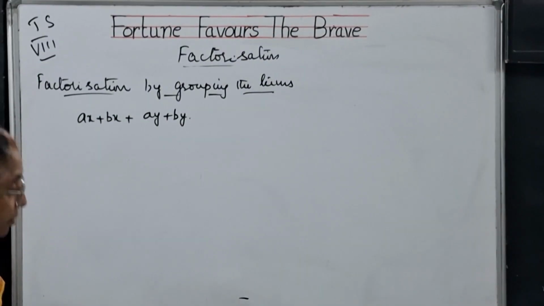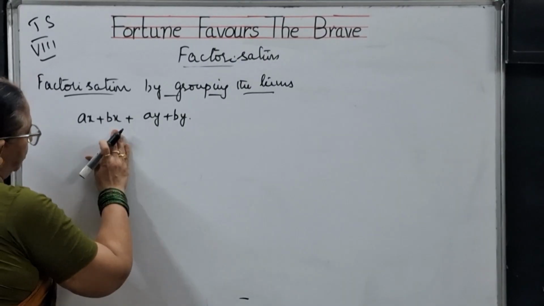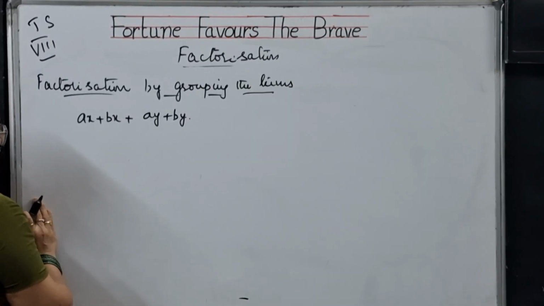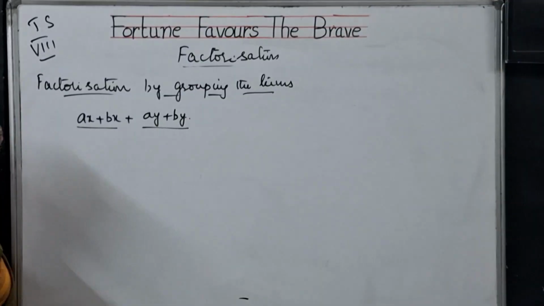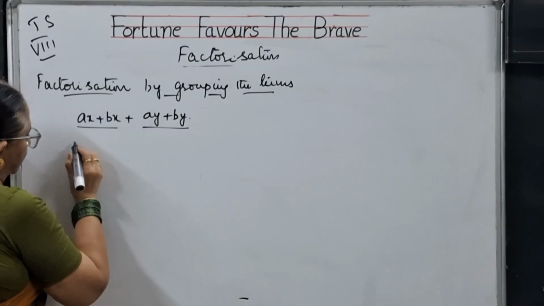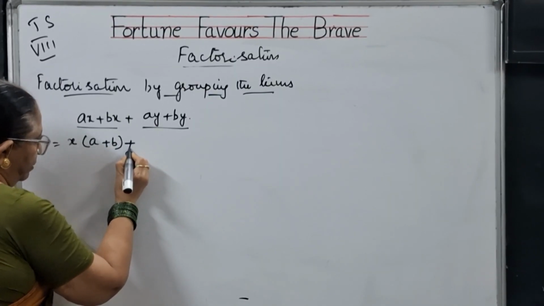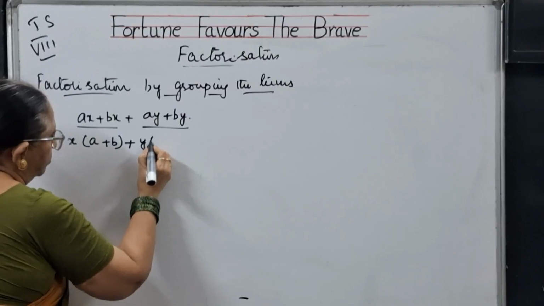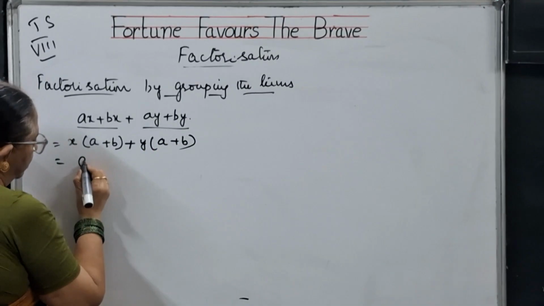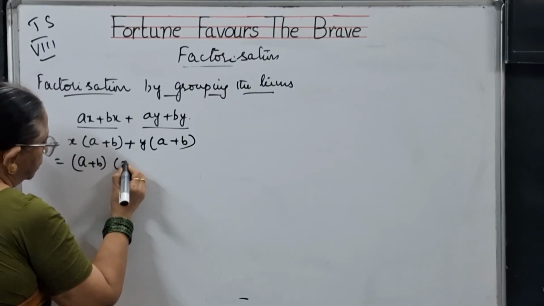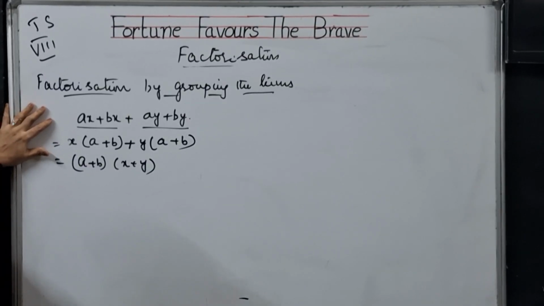Now the next part is factorization by grouping the terms. So here you have ax plus bx plus ay plus by. So we need to group them. Let me make these first two as one group, these two as another group. In these two, x is common, so I'll write it as x into (a plus b), plus, in these two, y is common, y into (a plus b). So what is the factorization here? (a plus b) into (x plus y). So by grouping them, you are able to do them.